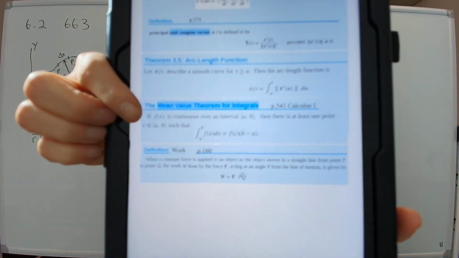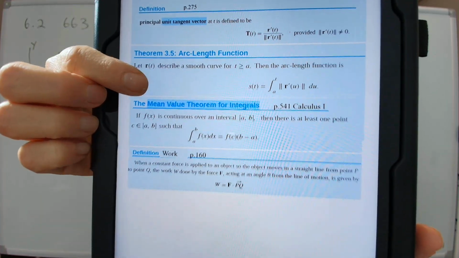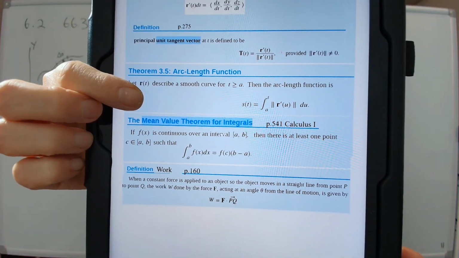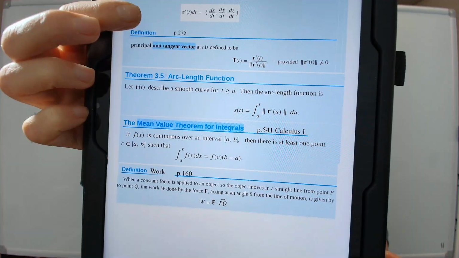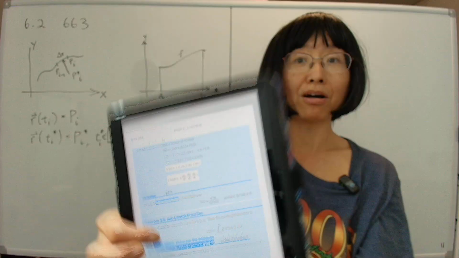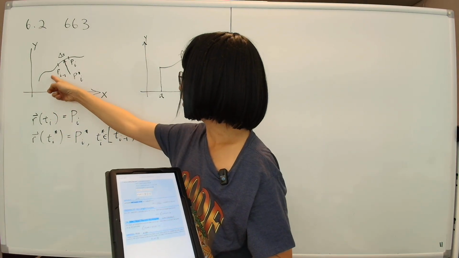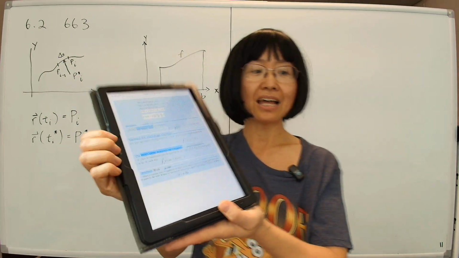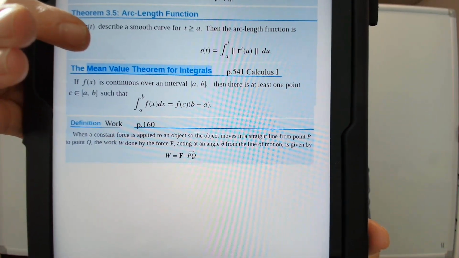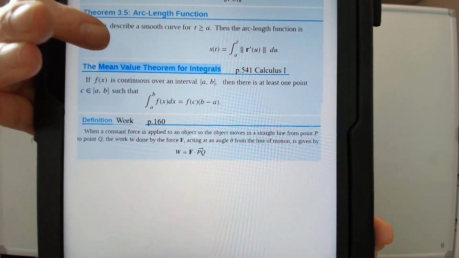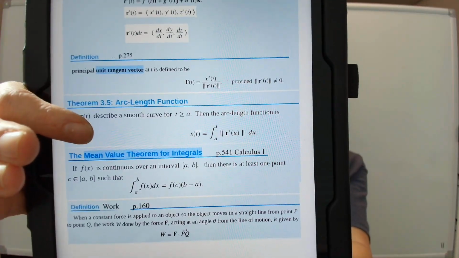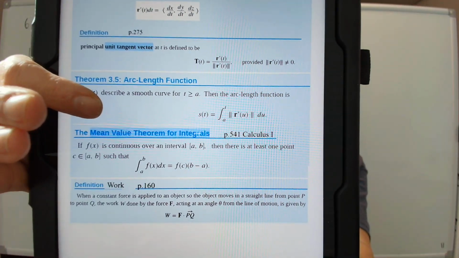The next thing I need to remind you of is the arc length function. The arc length function is defined as the integral of the magnitude of r prime, because r prime of t is defined this way. So s of t, the arc length function, goes along the length of how long this curve is, right along here, and that is given by this integral. The u is just a dummy variable. The point is you take the magnitude of r prime, defined right up here on top, and then you integrate it, and that's s of t.